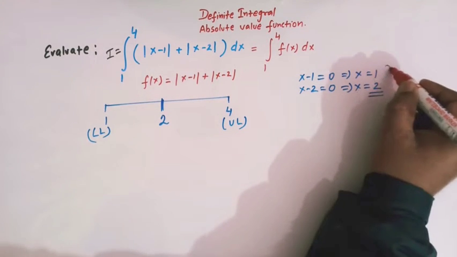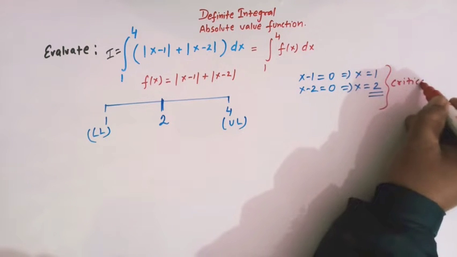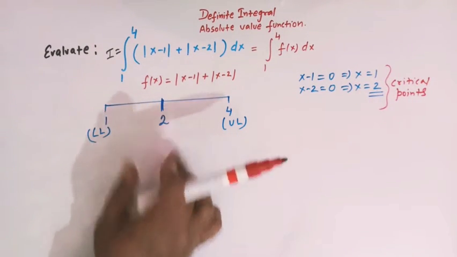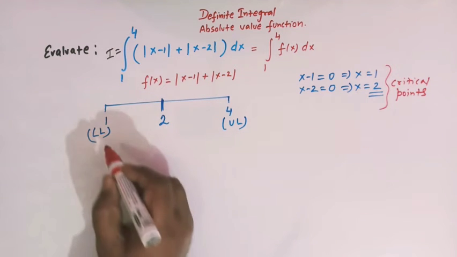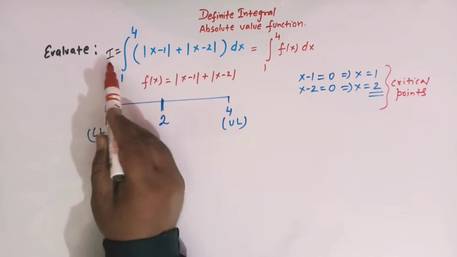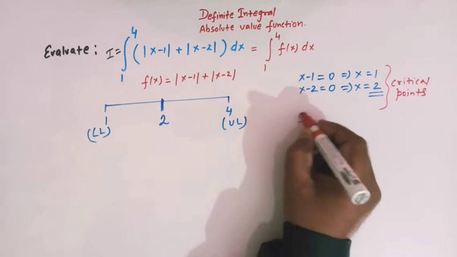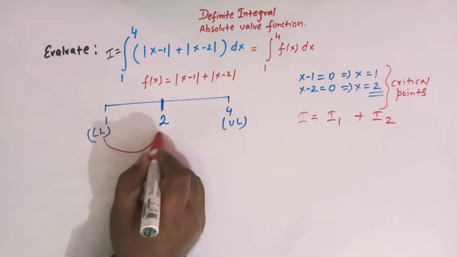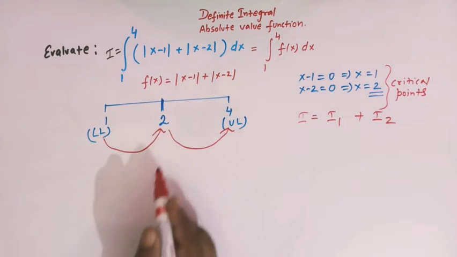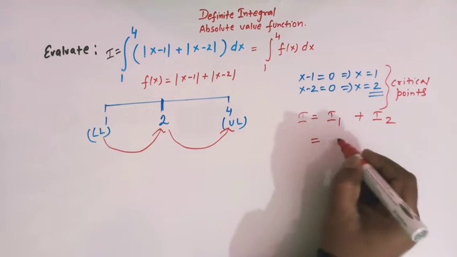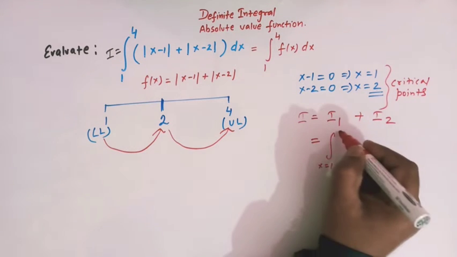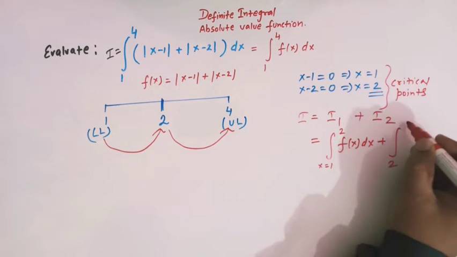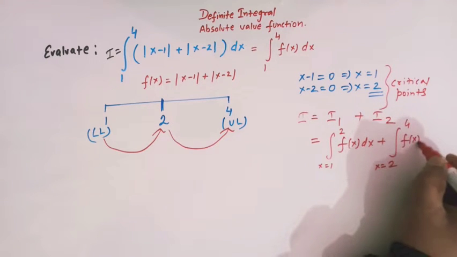So once we have obtained these critical points, then we can arrange these points on a number line, and now from this number line it is quite evident that we have to split this integral I as a sum of two integrals, right? That is I1 and I2, and I1 is from 1 to 2 and I2 is from 2 to 4, right? So now we can write here x is equal to 1 to 2, and here we have f of x dx, and then we have 2 to 4 and f of x dx, right?